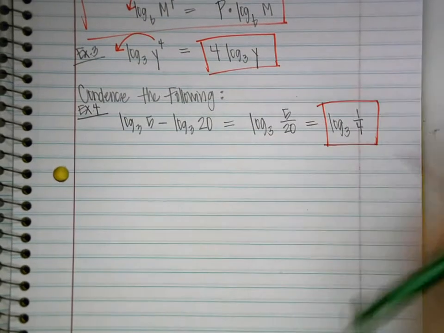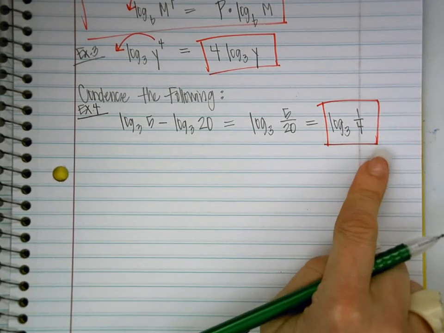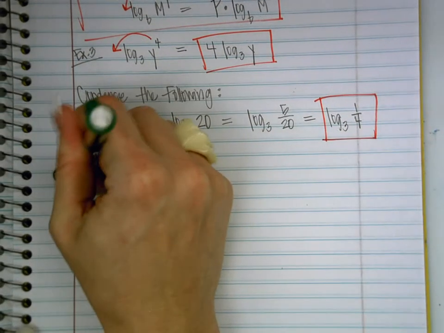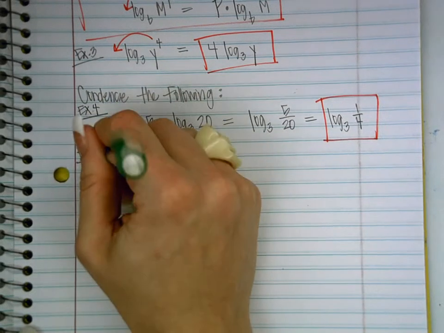Okay, but for now, we're just leaving them like this. You're not going to be able to give an answer or to simplify it anymore. Okay, let's try another one. Number 5. Go ahead and try natural log 6.